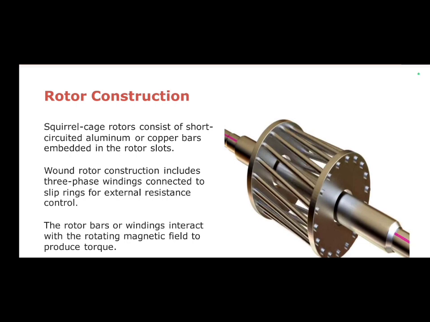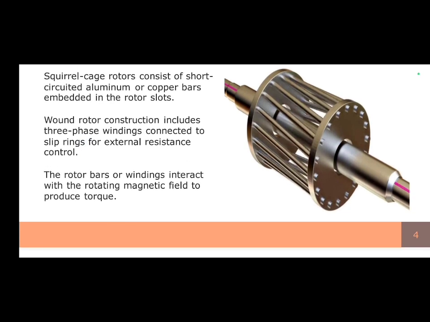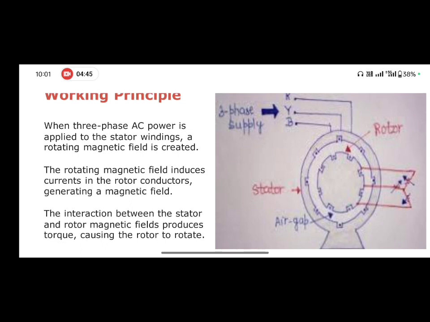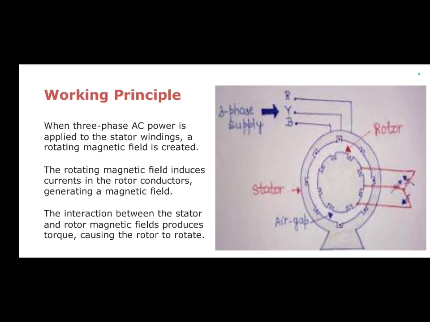The squirrel cage rotor consists of short-circuited aluminum or copper bars embedded in the rotor slots. The next one is the wound rotor. Mostly we use the squirrel cage rotor, so I'm not explaining the wound rotor. The rotor bars or windings interact with the rotating magnetic field to produce torque. Yes, so let us understand how it works. To move or rotate any object, we have to apply some force or torque. To rotate a motor, there must be a torque. Otherwise, there is no rotation, right?